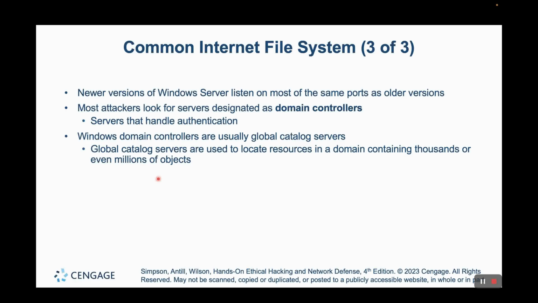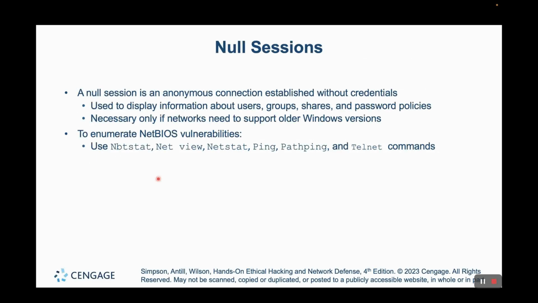So the global catalog servers can be used to locate resources in a domain containing thousands or even millions of objects. Now, attackers love to target domain controllers. Why? Because they are critical to the security of the domain. If they can gain control of a domain controller, like in Windows Active Directory, that means the attacker can gain access to all of the resources in a domain, including everything I mentioned, like user accounts, passwords, and files.